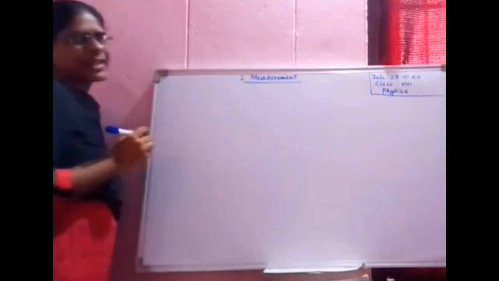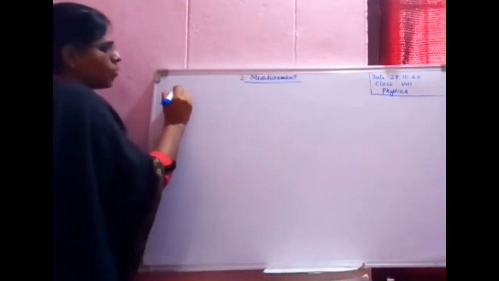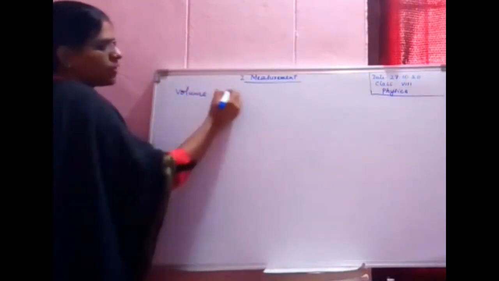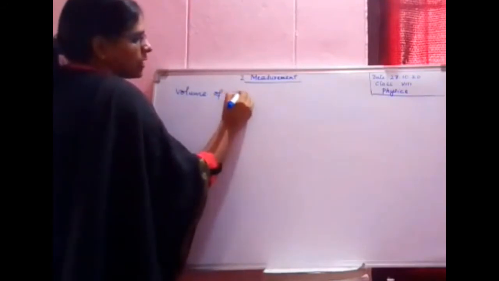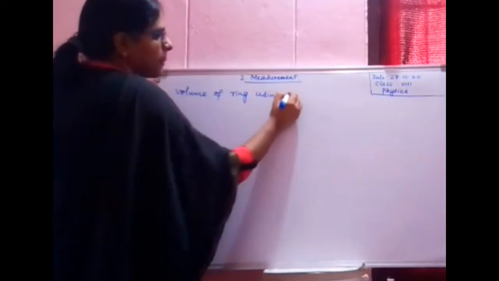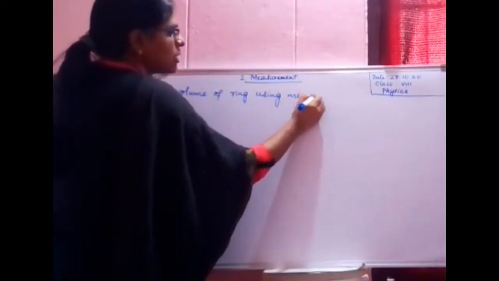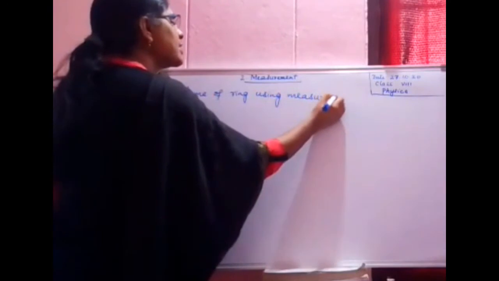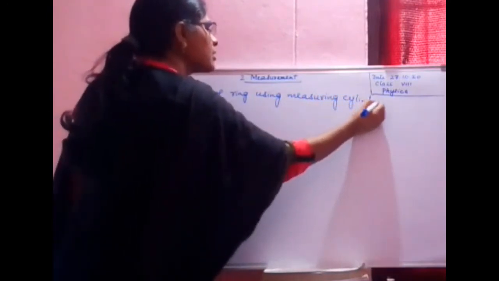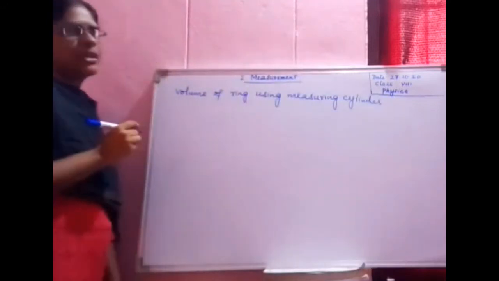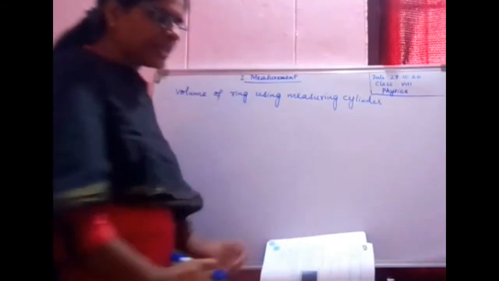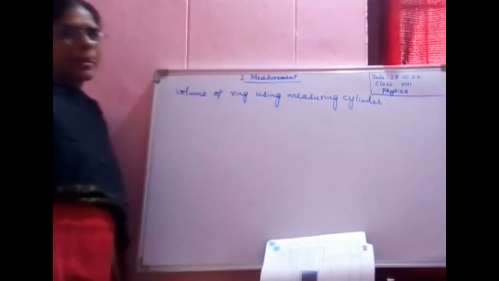Now we will study how to find the volume of a ring using a measuring cylinder. What is it? Cylinder. If you have your textbook, you can open page number 27.